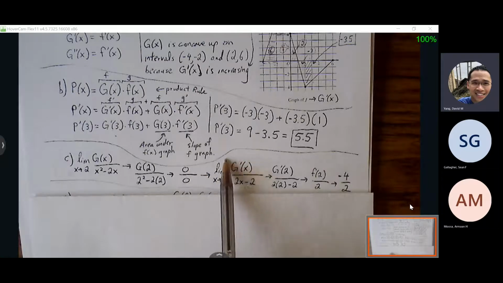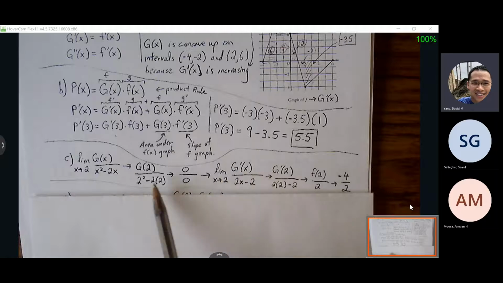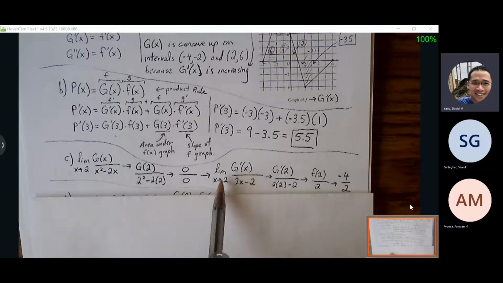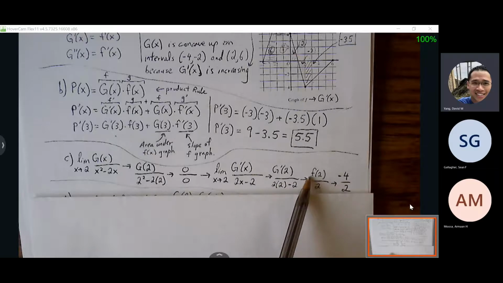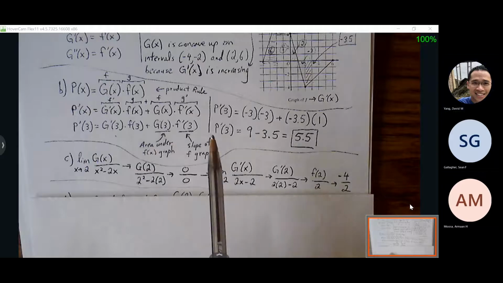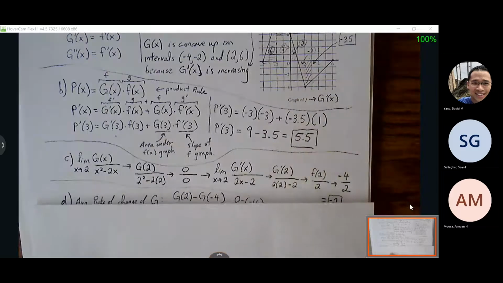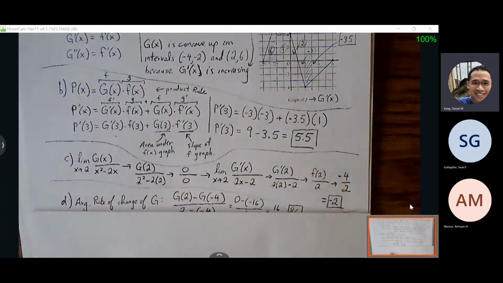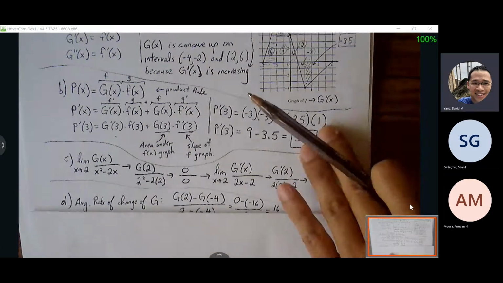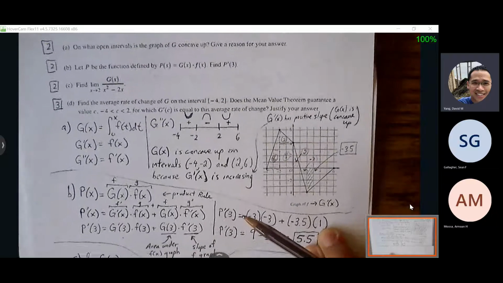So take the derivative of the numerator, and then in a separate instance, take the derivative of the denominator. So x squared becomes 2x, 2x becomes 2. Reevaluate the limit. We get g prime of 2 over 4 minus 2. F of 2 is -4, and then -4 over 2, which is -2. Okay, so that's our limit. Our limit is -2.